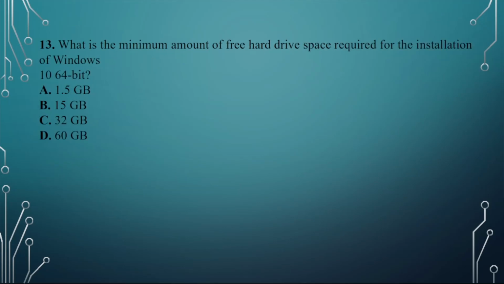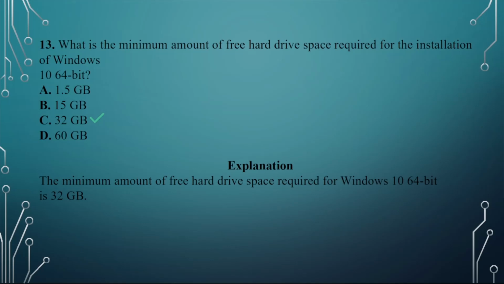Question number 13. What is the minimum amount of free hard drive space required for the installation of Windows 10 64-bit? A. 1.5 gigabytes. B. 15 gigabytes. C. 32 gigabytes. D. 60 gigabytes. The answer here is C. 32. So that's the minimum amount of free hard drive space required.